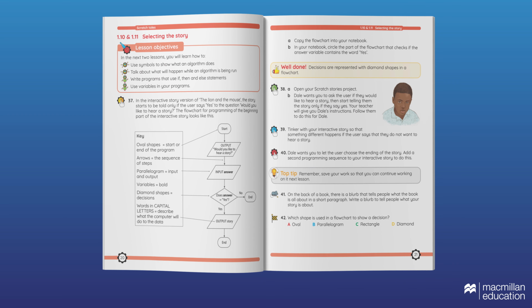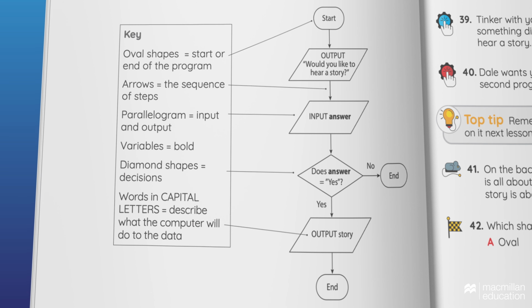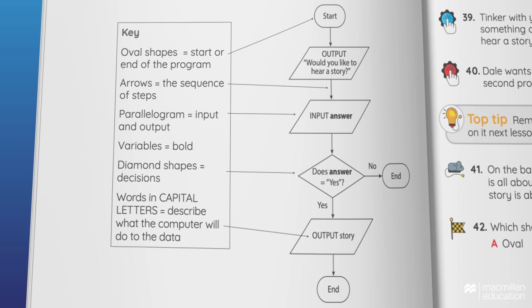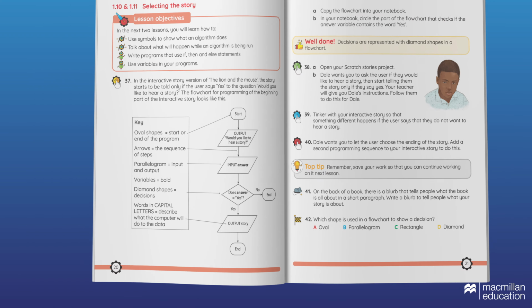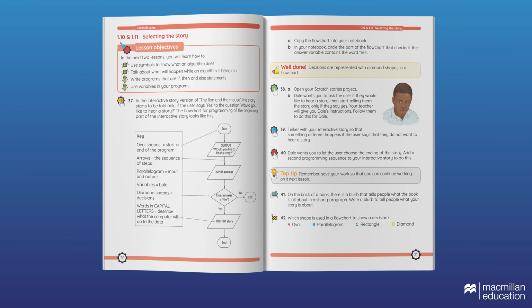They're going to continue looking at selection particularly. It's called selecting the story and using those if then else statements within this lesson, in lessons 10 and 11. Again, a double lesson. If you notice here, the interactive version of the Lion and the Mouse. So it's going back to that very first lesson and how this has become now a flow diagram. In this lesson, they do actually then copy that into their own workbook.